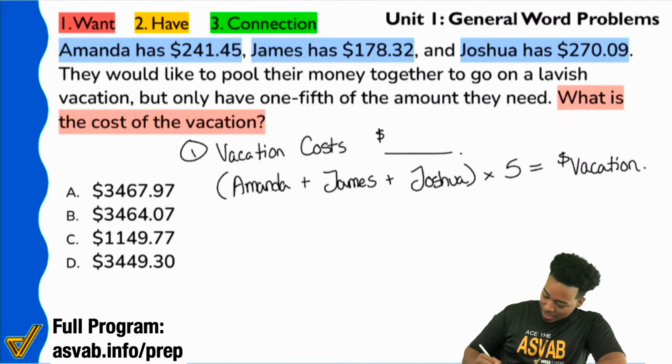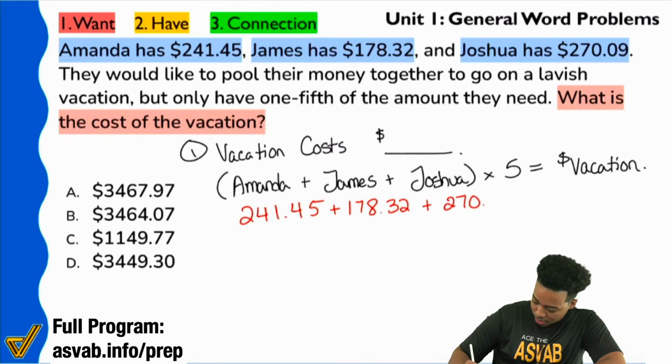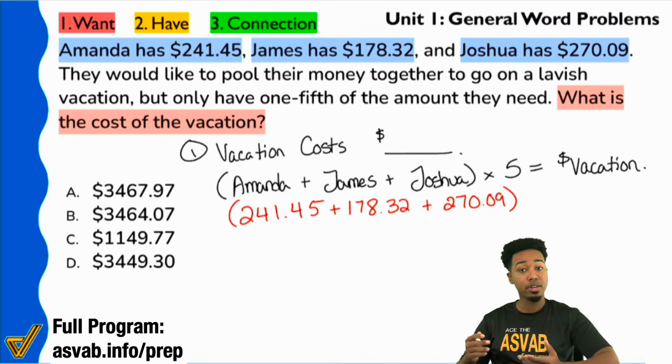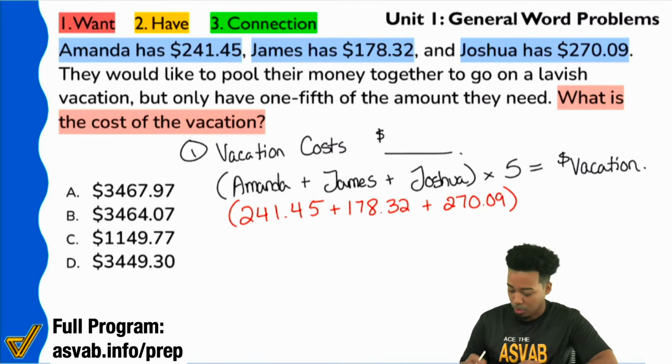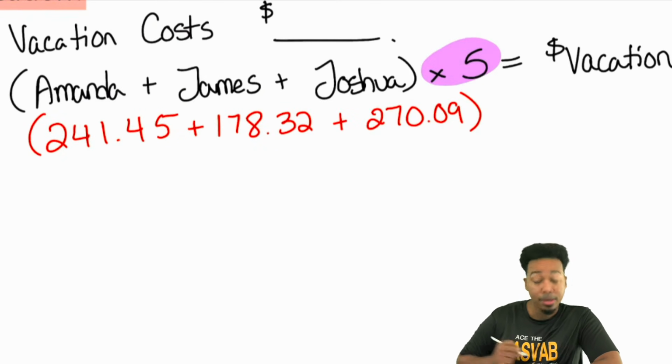Here we go. So Amanda, let's write that number down first. We have 241.45 for Amanda. We have then 178.32 for James, and then 270.09 for Joshua. So we have all 3 of our party people here. Let's go ahead and add these up as quickly as we can, and then take that result, and don't forget, we'll be multiplying by 5.